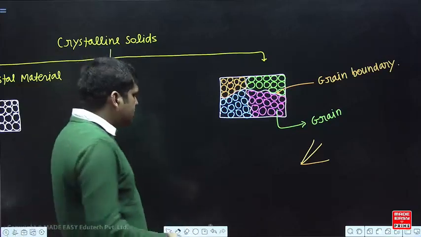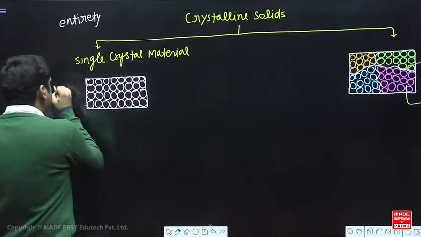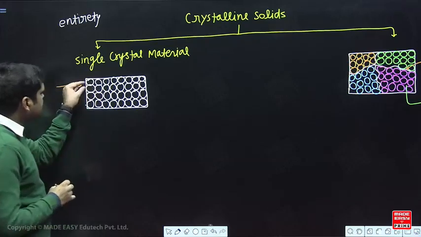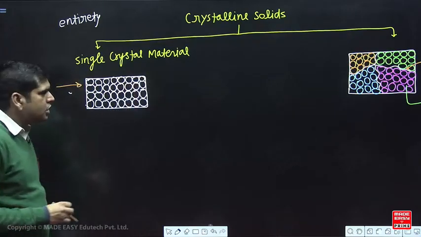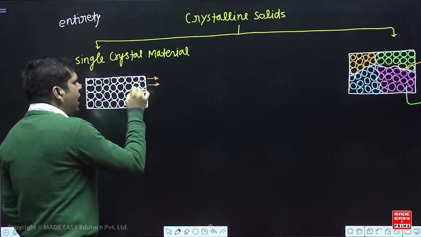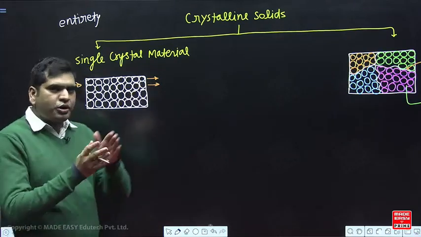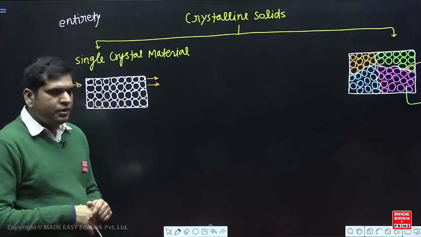Why? Let us suppose in the single crystal I apply a force like this. So this force is experienced by these atoms and they are pushed towards this side. So these atoms will be dislocated from their position, and as they are dislocated, their bonds would be broken and the material will break down into two pieces.